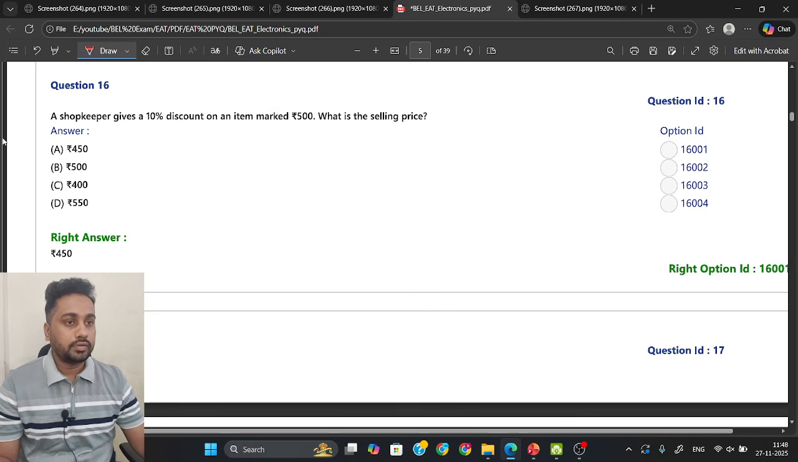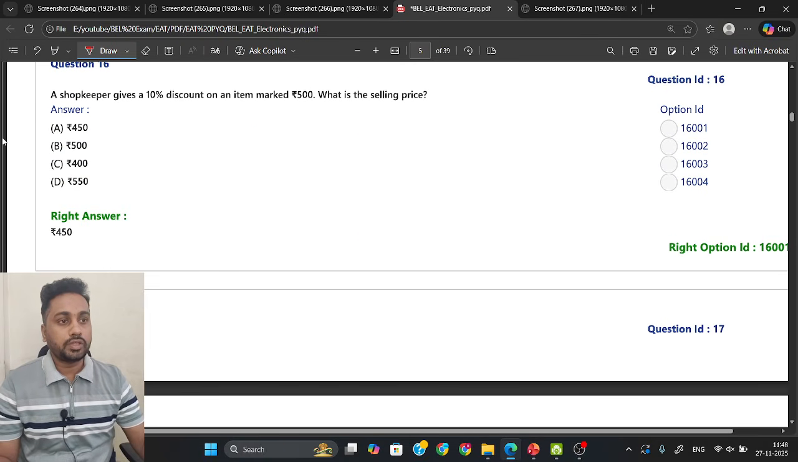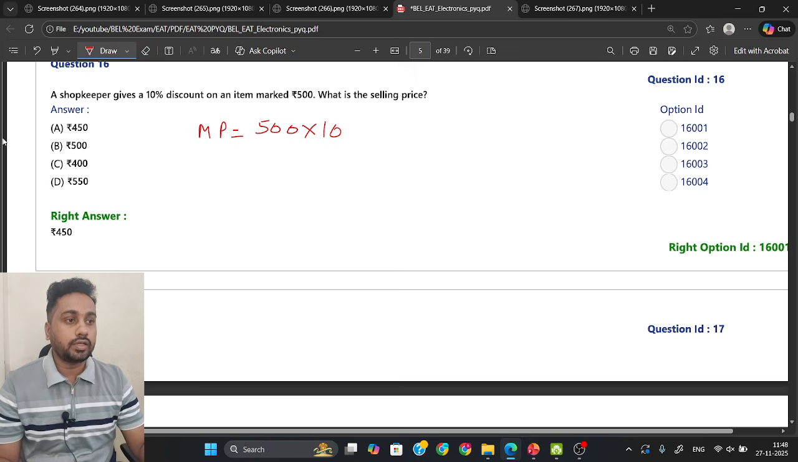Okay. A shopkeeper gives 10% discount on an item marked 500 rupees. What is the selling price? So 500 rupees is your marked price, MP. On that he is going to give 10% discount. 10% means 10 by 100, that is percentage. So we can calculate like this. It is 50 rupees. So 50 rupees is the discount for this.